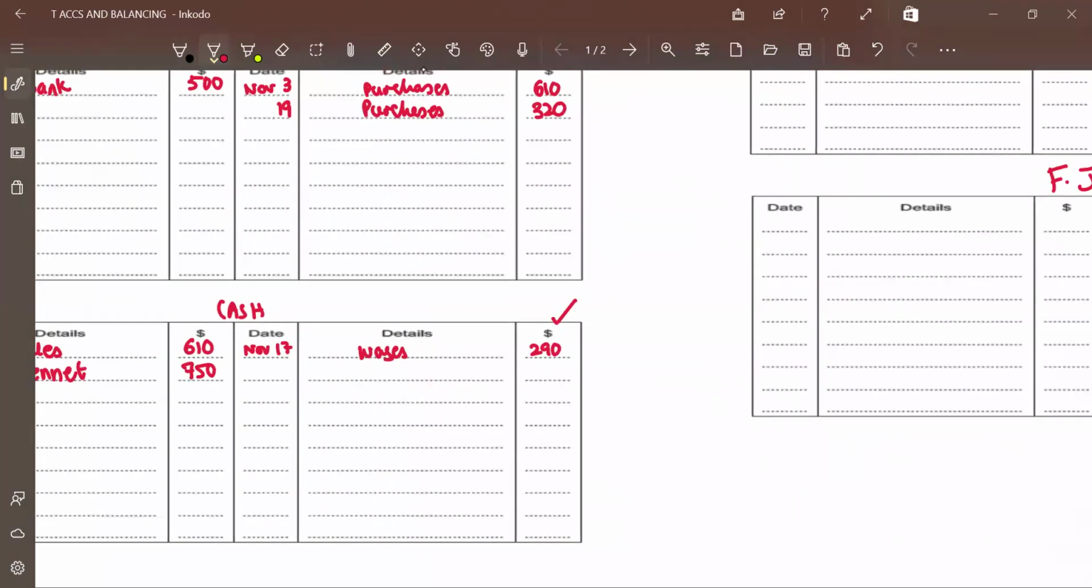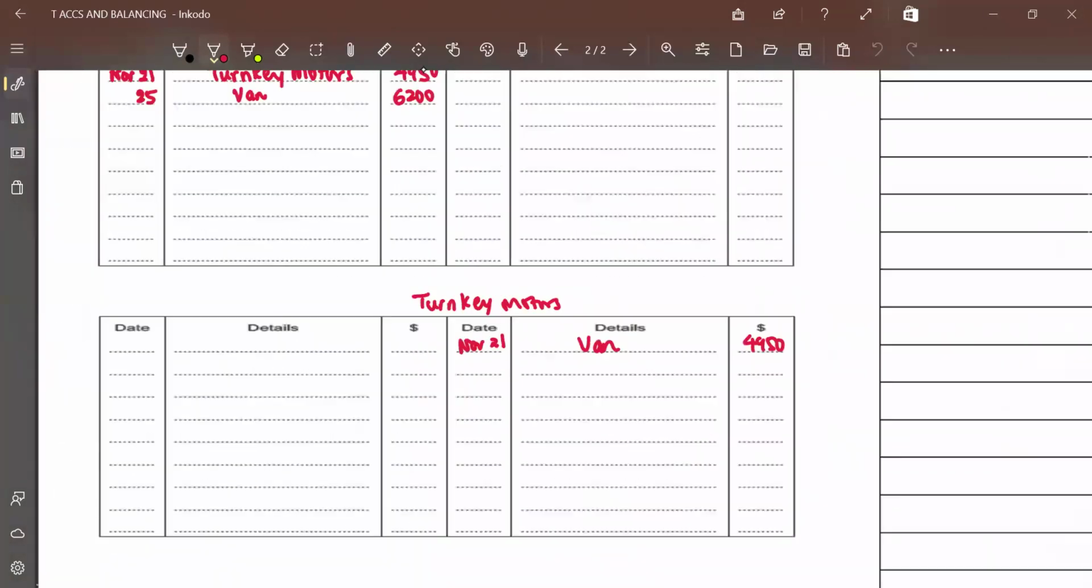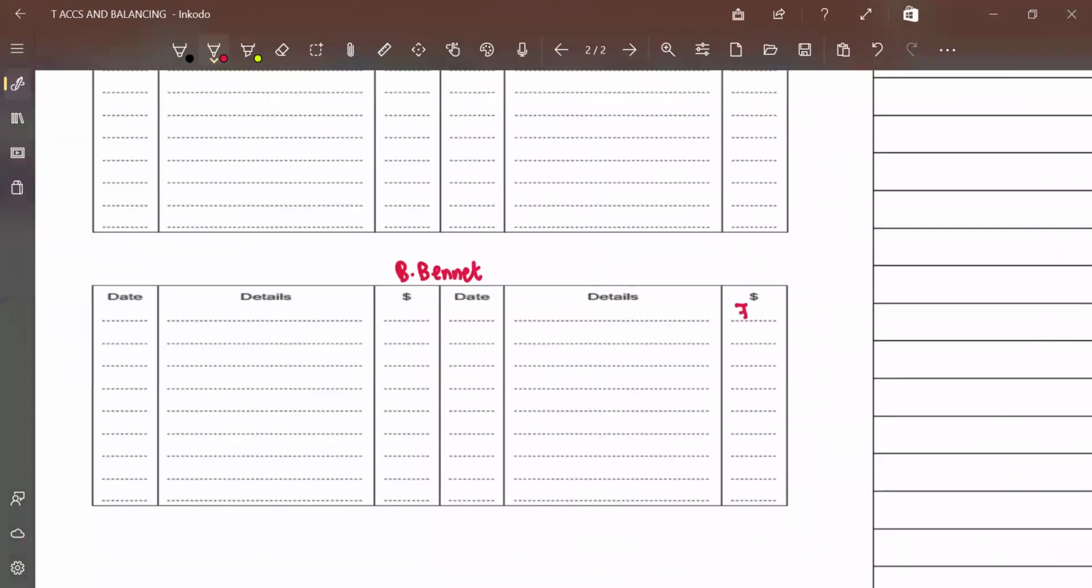So you'll have to prepare a T account for B. Bennett. You can call it loan from B. Bennett, or you can call it B. Bennett if you want to. So this is B. Bennett because you owe him. It's a liability. This person's a liability. It's on the credit side, 750. And how did you receive the loan, sir? I received it in cash. And on what date, sir? I received it on the 26th of November.